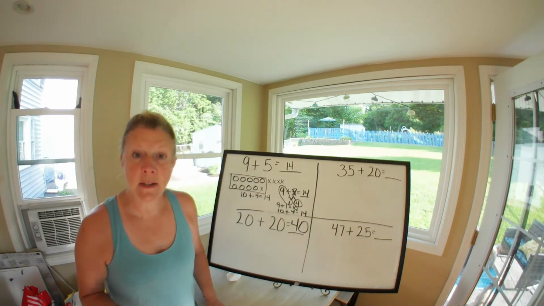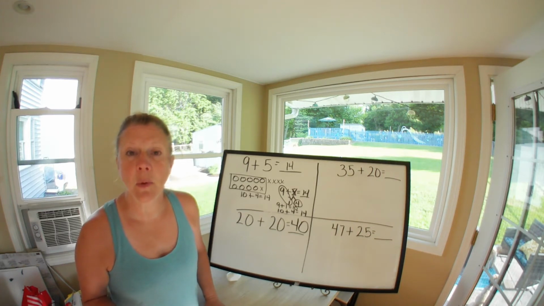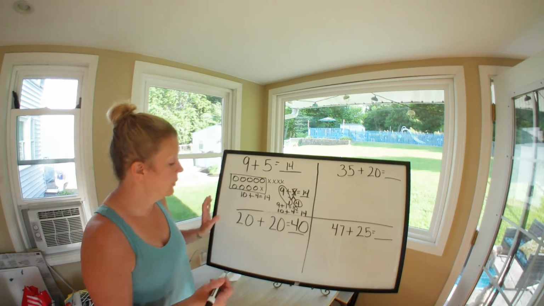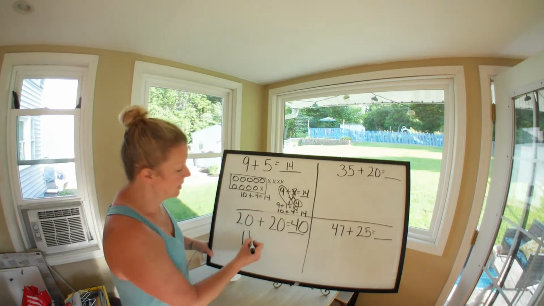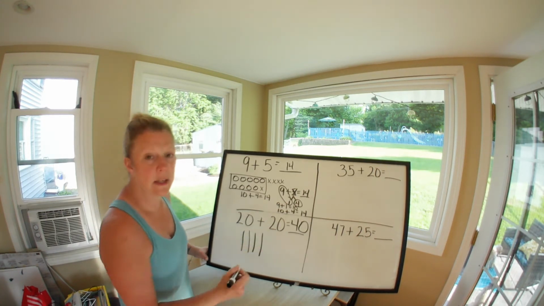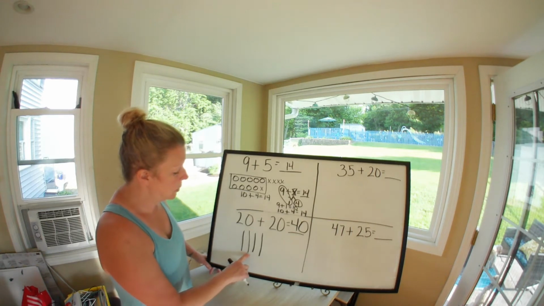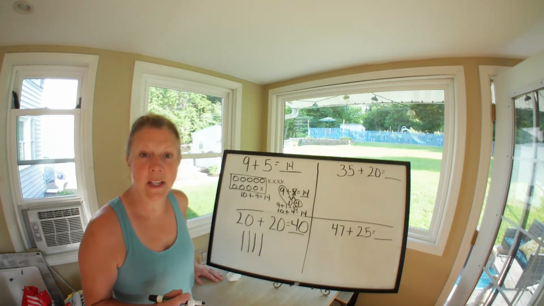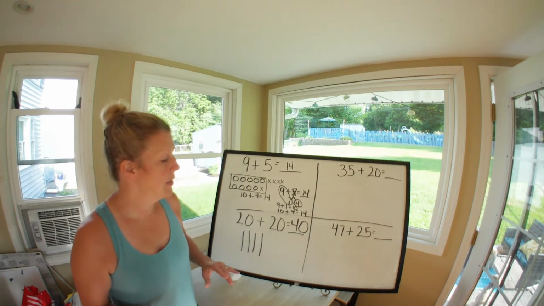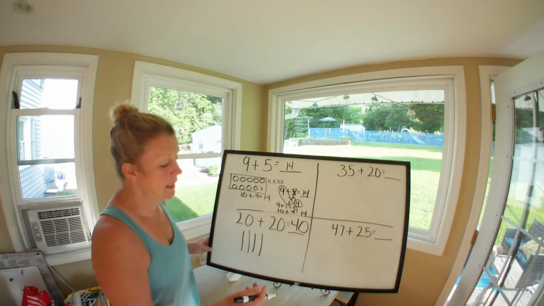Now, to prove my answer, what I can do is draw some quick tens. So I have 20, 10, 20. I have 20 more, 10, 20. Let's count it. 10, 20, 30, 40. Does it match? Absolutely. So that's how you add your tens. That one's pretty quick and easy.